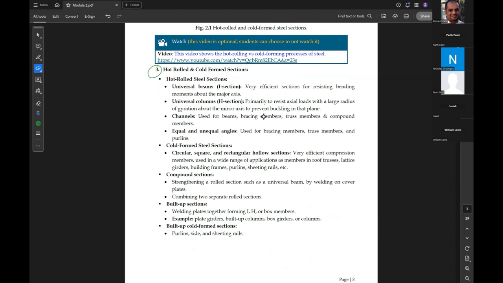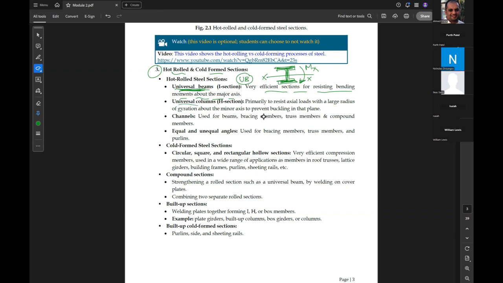The section of hot rolled steel and cold formed steel. Hot rolled steel, we have universal beam or I section, in abbreviation UB. Very efficient section for resisting bending moment about major axis. So this is our X axis. So this section is very strong to resist the moment about X direction.